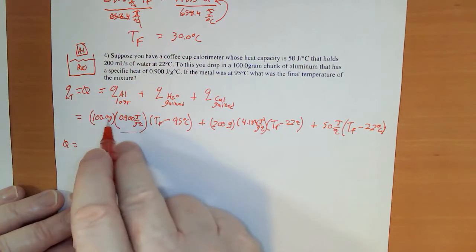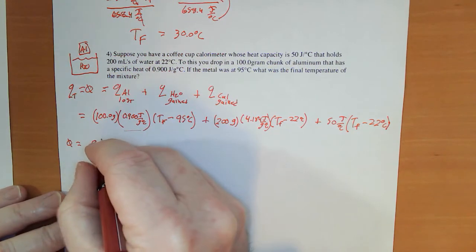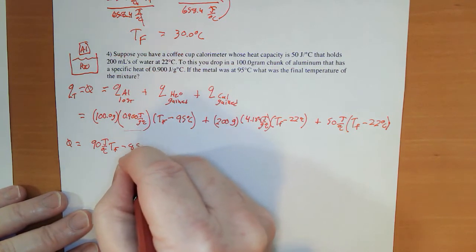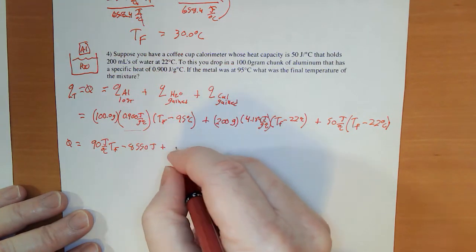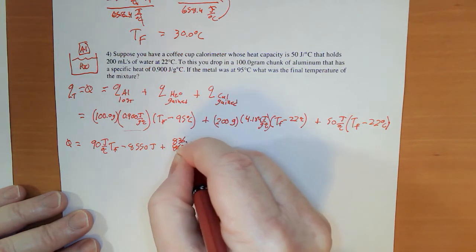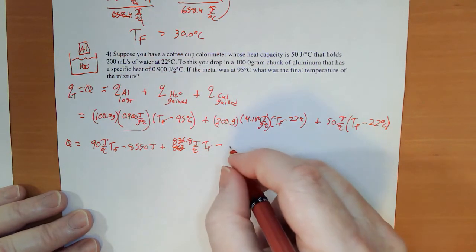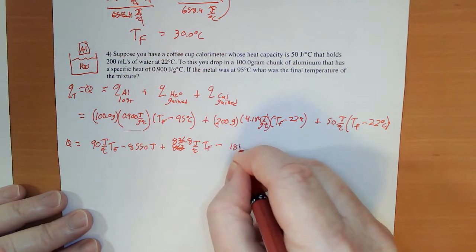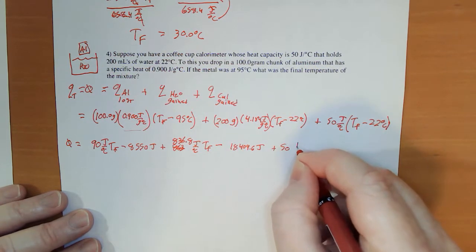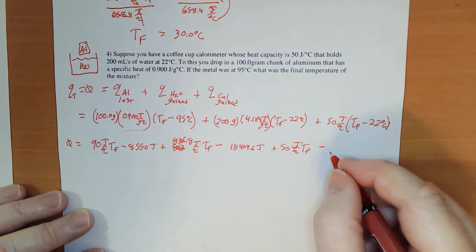0 equals this times this times this, then this times that. Okay, I am distributing: 90 joules per degree T final minus 8,550 joules. 836.8 joules per degree Celsius T final minus 18,409.6 joules plus 50 joules per degree T final minus 1,100 joules.